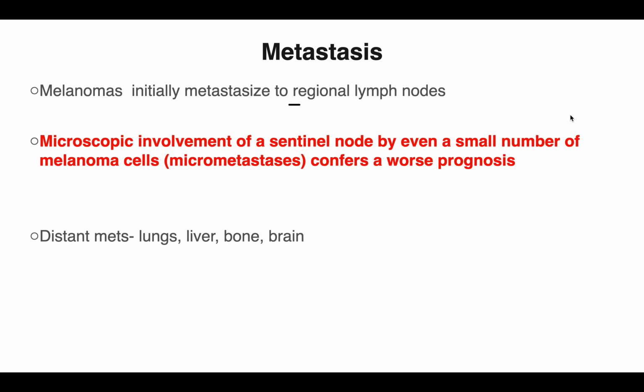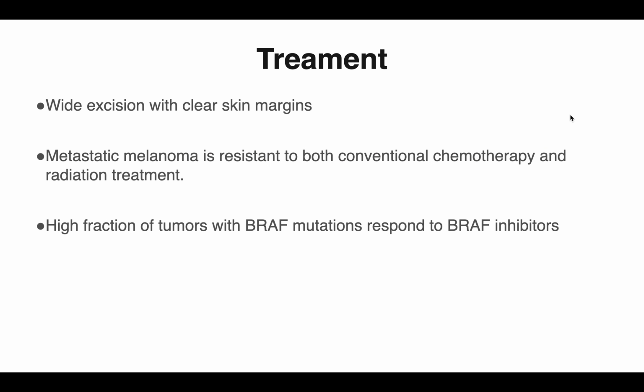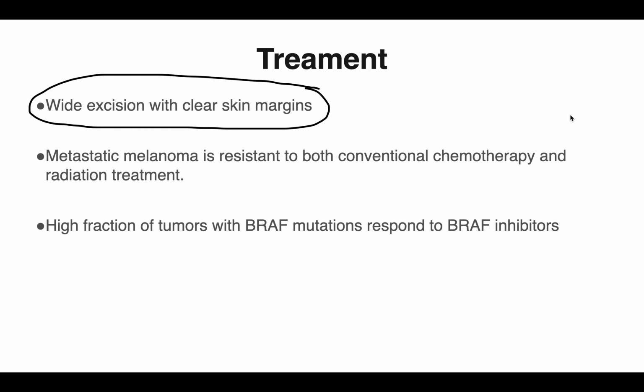Metastasis goes firstly to regional lymph nodes, a sentinel lymph node, and then distant mets can occur in lungs, liver, bone and brain. Malignant melanoma, if caught early, has a good prognosis. It can be treated with a simple thing, that is wide excision with clear skin margin. But if the malignant melanoma goes into metastatic phase, it has a bad prognosis because it is resistant to both conventional chemotherapy and radiation treatment.